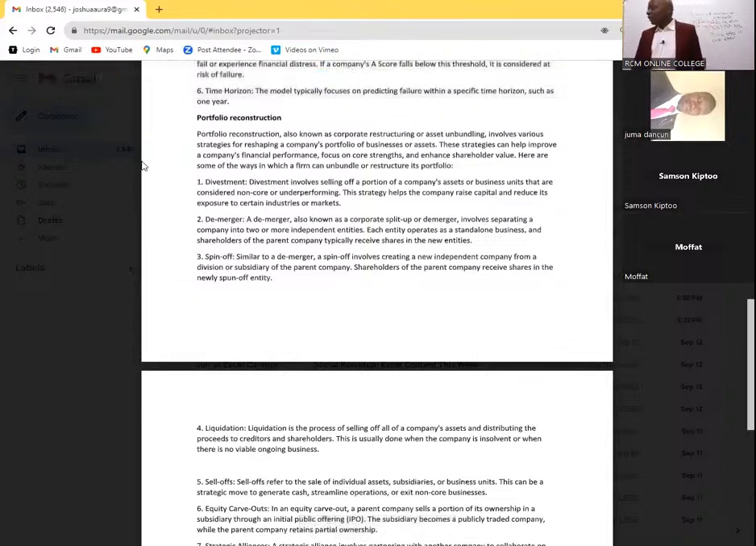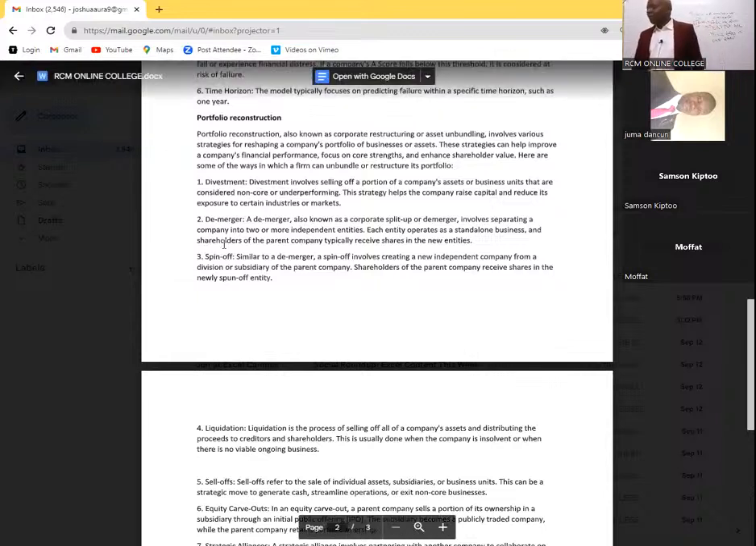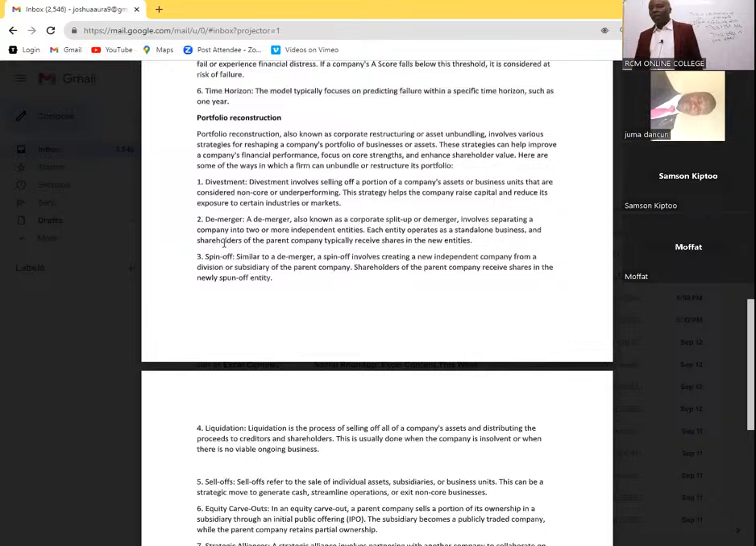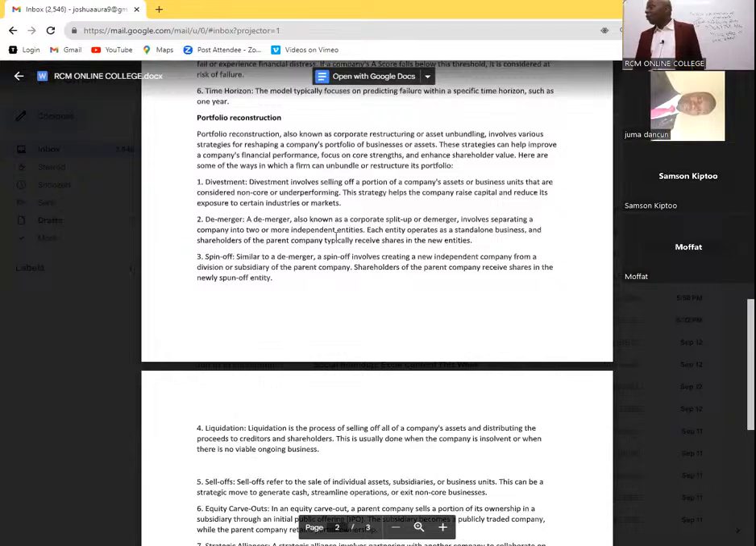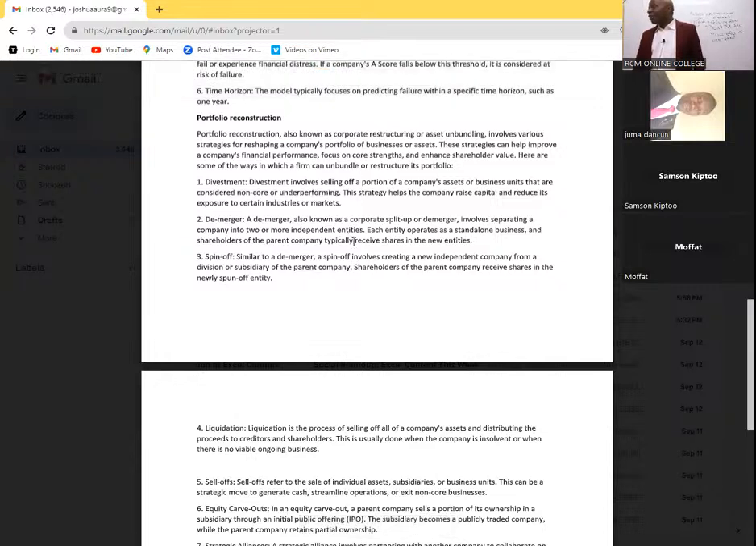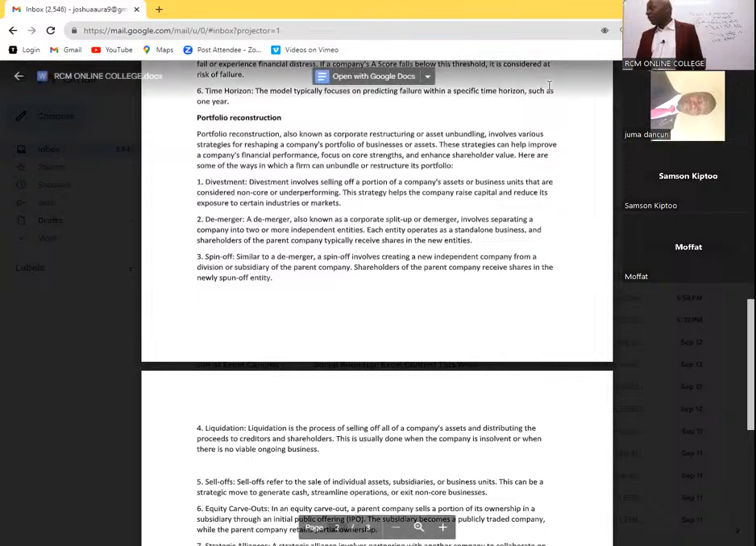the investment. Then we go to what we call the demerger. So demerger is the opposite of merging. So again, here you're breaking down a merged entity. A demerger, also known as a corporate split-up, involves separating a company into two or more independent entities. Each entity operates as a standalone business, and the shareholder of the parent company typically receives shares in the new entity. So gentlemen, listen to me very well.